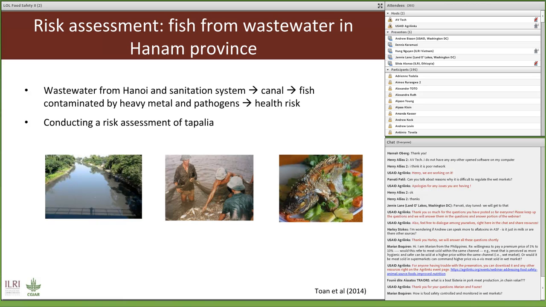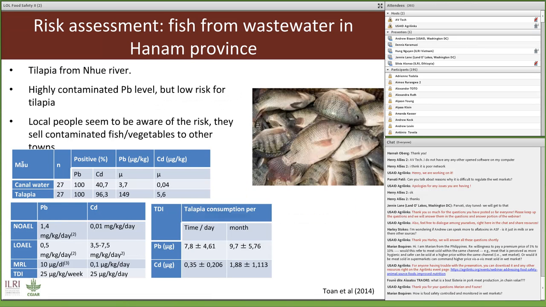So we conducted a study in Hanam province, 60 kilometers from Hanoi. In fact, we examined the level of contamination of tilapia fish grown in this polluted river. And here you can see, for example, the water contamination level in heavy metals was quite high for lead and cadmium, both in water from the canal and in tilapia.